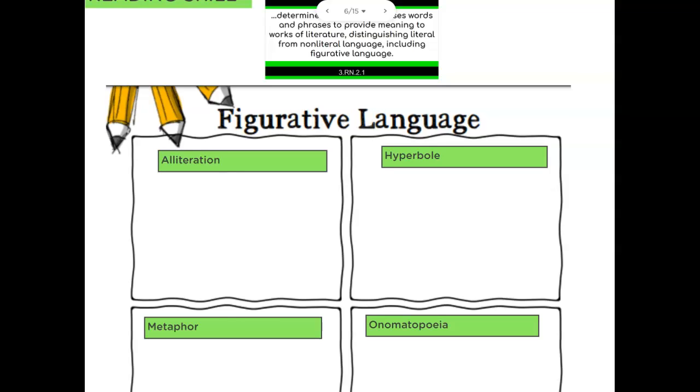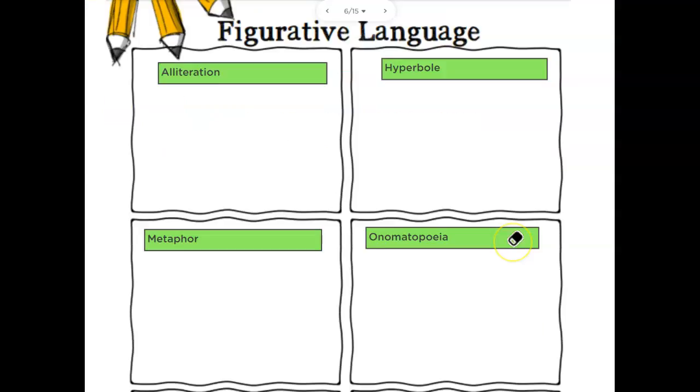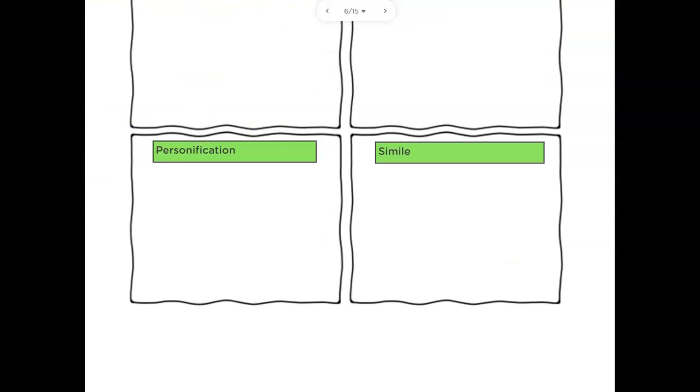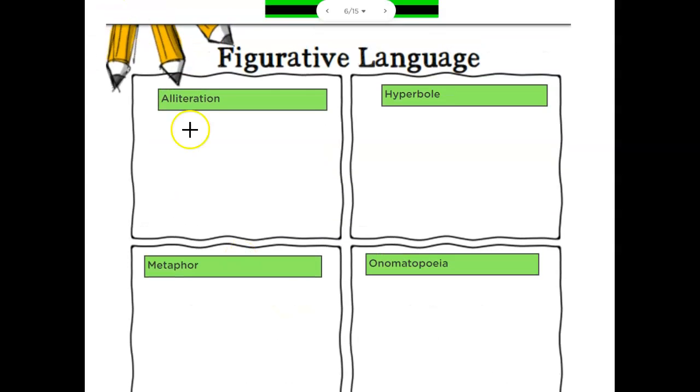Hello, third grade, and welcome to our reading skill for today. We're going to continue looking at figurative language and deciding which type of figurative language is being used. We're learning about our last one today, personification, but first we're going to review the ones we have already done.